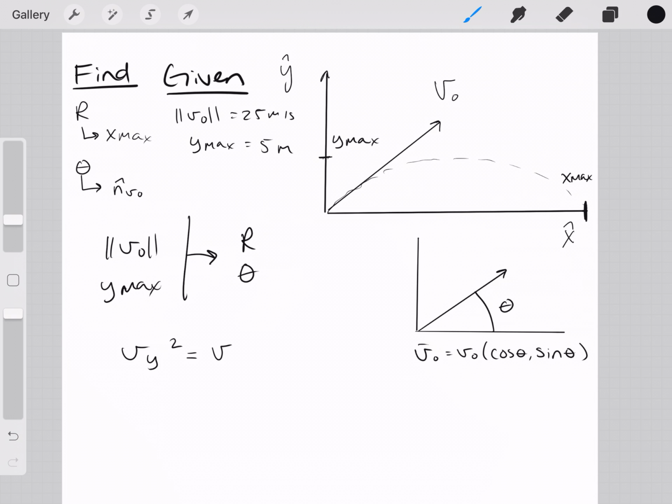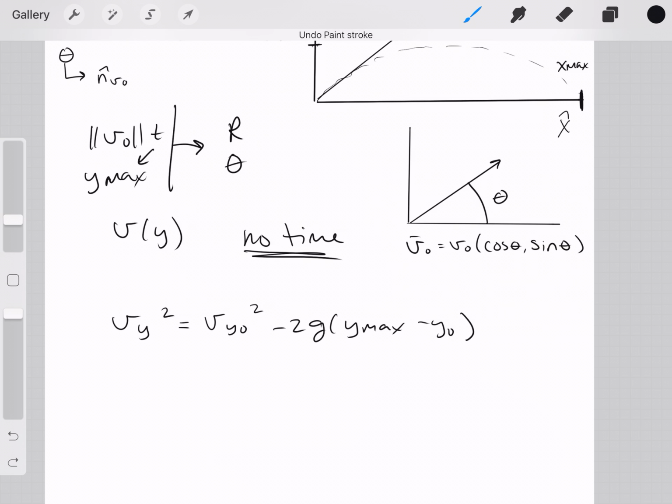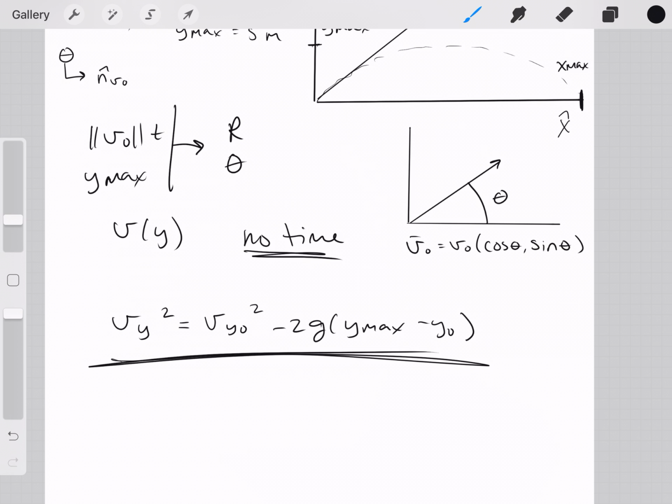But the equation that I'm referring to is v_y squared equals v_y0 squared minus 2g times (y max minus y naught). And this is a nice equation because it has v in terms of y with no time. So that is always what I'm looking for: is there time or is there not time?